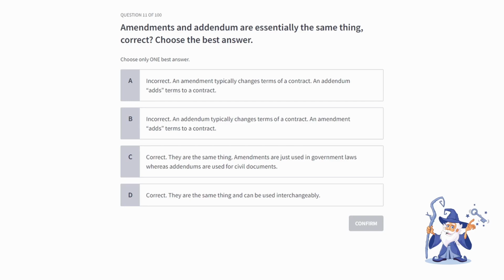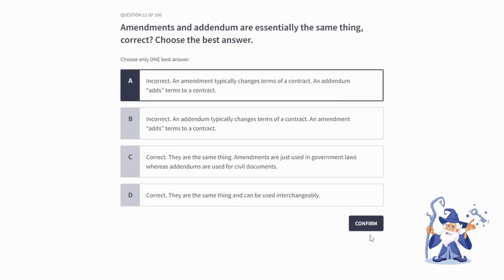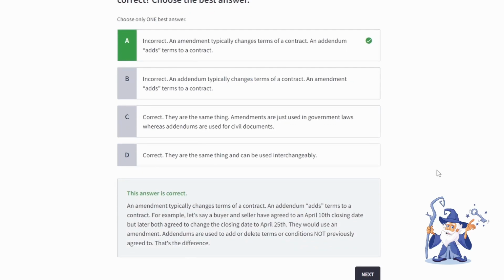Okay, so what is the correct answer for this one? Well, it's going to be A. That's right, it's incorrect. An amendment typically changes terms of a contract. An addendum adds terms to a contract. So, for example, let's say a buyer and seller have agreed to an April 10th closing date, but later both agreed to change the closing date to April 25th. They would use an amendment. Addendums are used to add or delete terms of a contract not previously agreed to. So that's the difference there. So hopefully that makes sense.